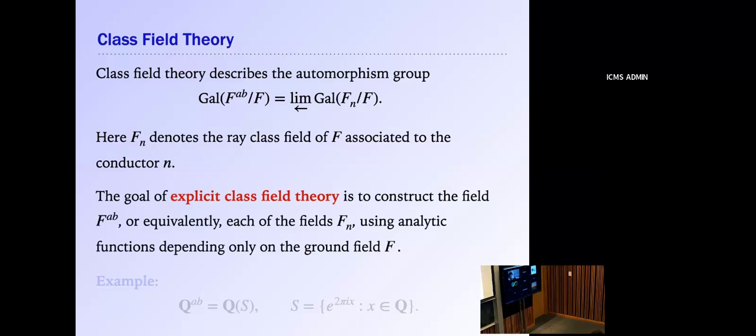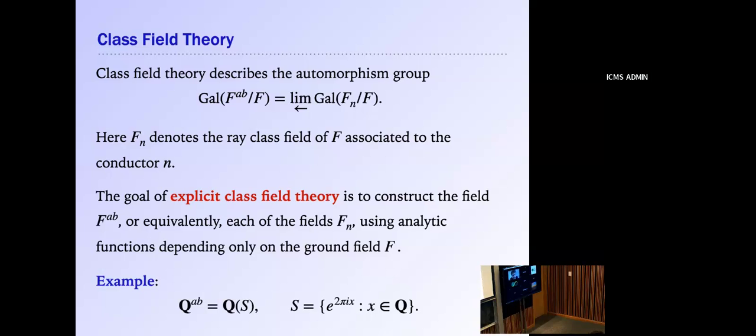Okay. So the goal of explicit class field theory is to be more explicit, which is to not just tell us what the Galois group is, but to tell us what the field itself is, right? It carries more information. So you want to do this using analytic methods depending only on the ground field F. Somehow you want to, just starting from F, be able to construct all these abelian extensions F_n. Okay. So an example is the Kronecker-Weber theorem.